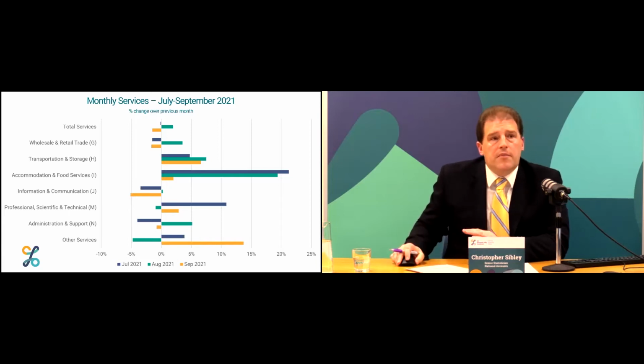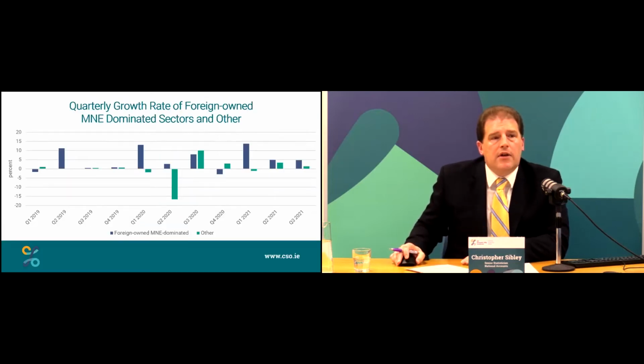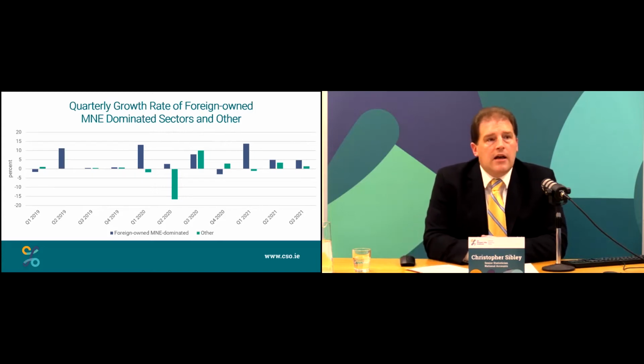So if we sum up then that side of the accounts, the output side, we can look at the M&E dominated sectors growing 4.7%, and the non-M&E dominated sectors growing 1.3%. So that's on the output side. I think that 1.3% for the non-M&E data chimes quite well with modified domestic demand on the expenditure side of the accounts.